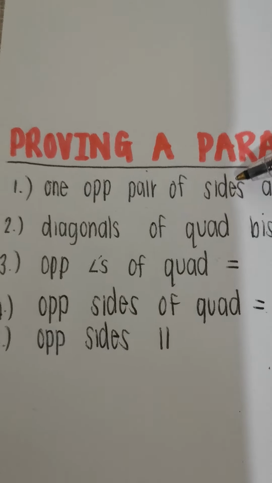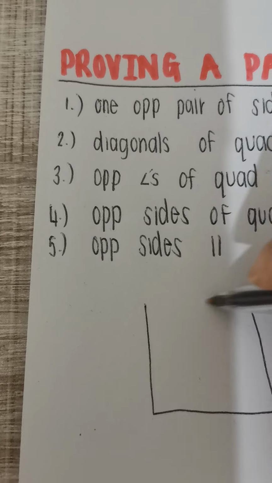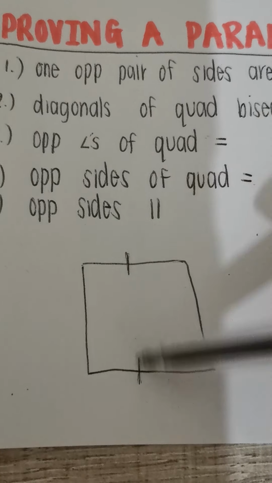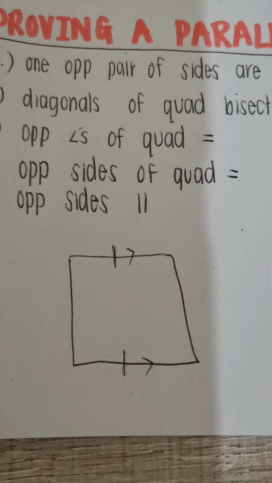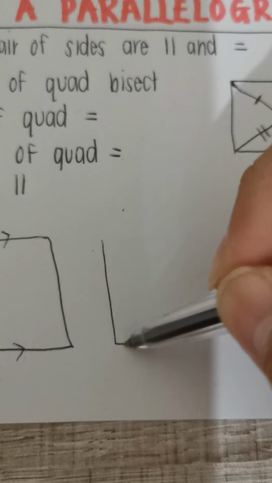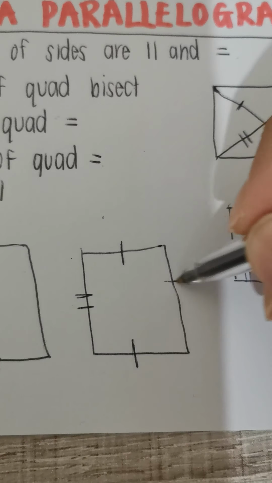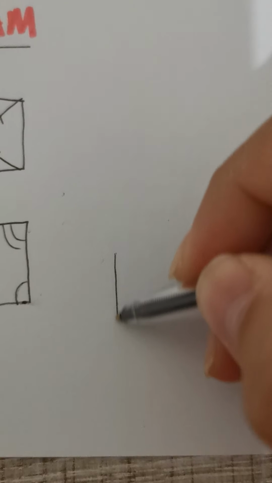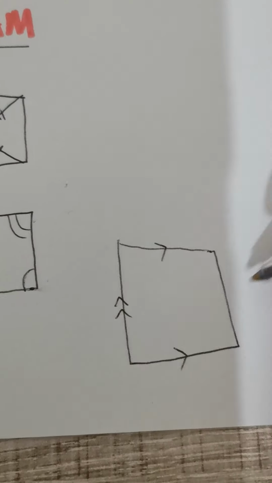Let's quickly just do numbers 1, 4, and 5. Let's say here's our quad. Let's say you have information, or you work out information, that these two sides are equal and parallel. You can conclude that this here is a parallelogram. Or let's say you have that this and this are equal, this and this are equal. You can conclude that this is a parallelogram. Or lastly, let's say you have information that this side and this side are parallel, or this side and this side are parallel.